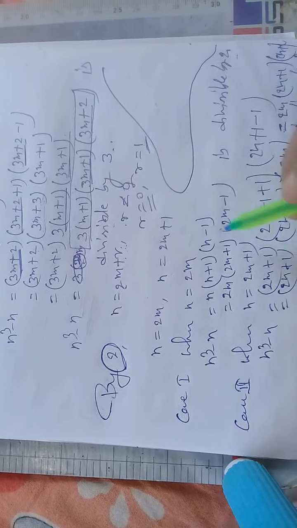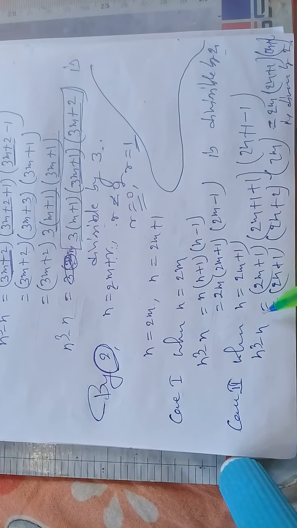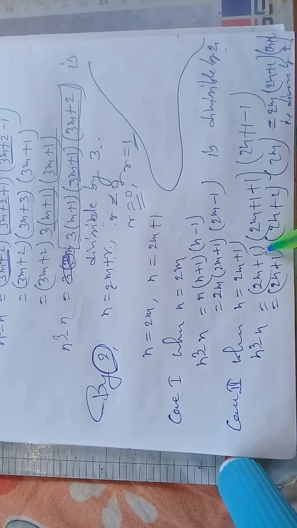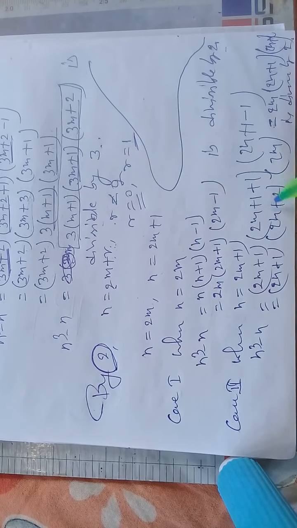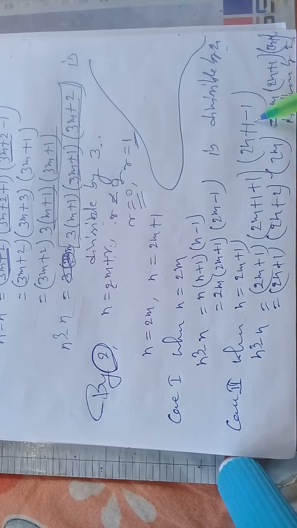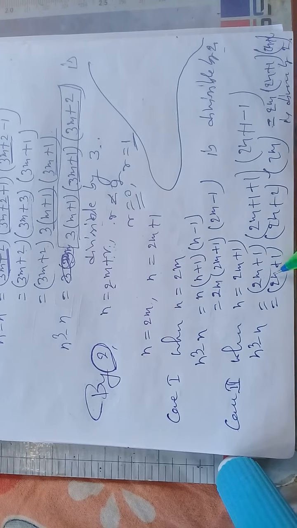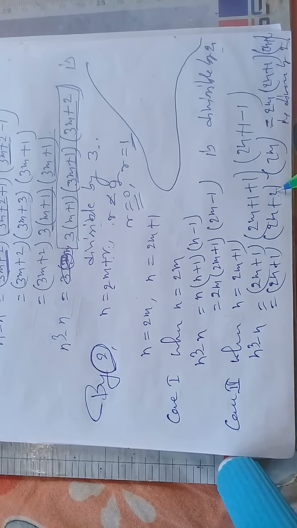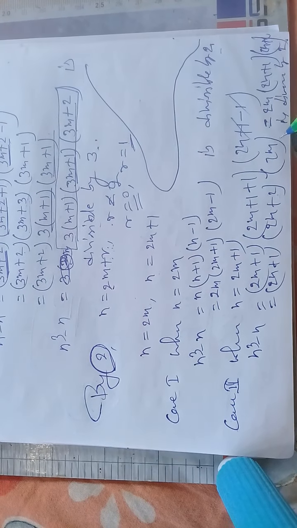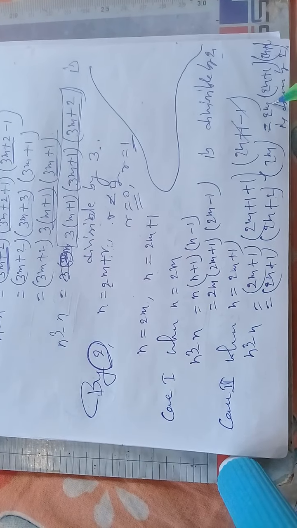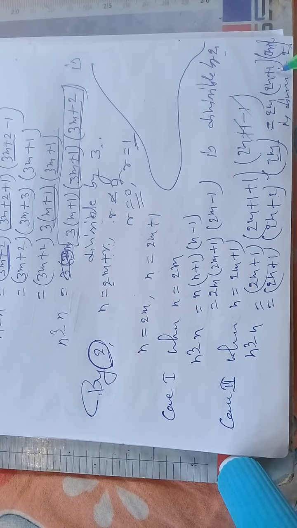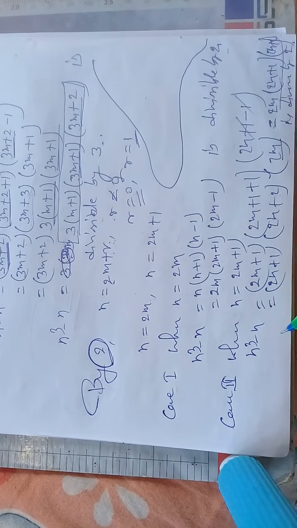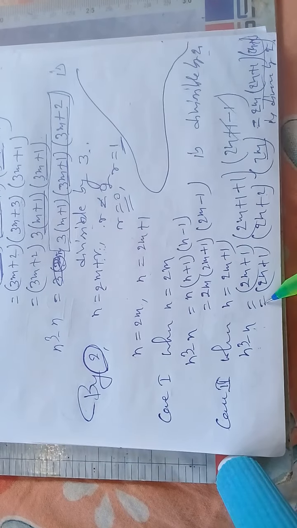Case 2, when n = 2m + 1, n³ − n is equal to (2m + 1)(2m + 1 + 1)(2m + 1 − 1). We get (2m + 1)(2m + 2)(2m), where the 1s cancel. This is also divisible by 2. It means n³ − n is divisible by 2.